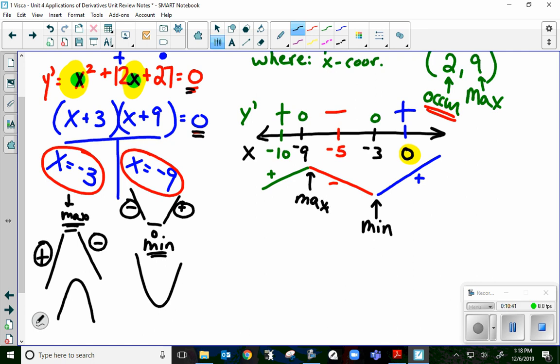So my coordinate for my maximum I know is negative 9 for the x. I don't know what the y is here. I know for my minimum, my x value is negative 3, but I don't know what my y value is.